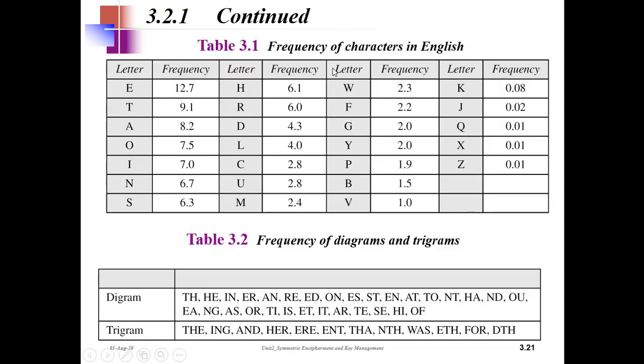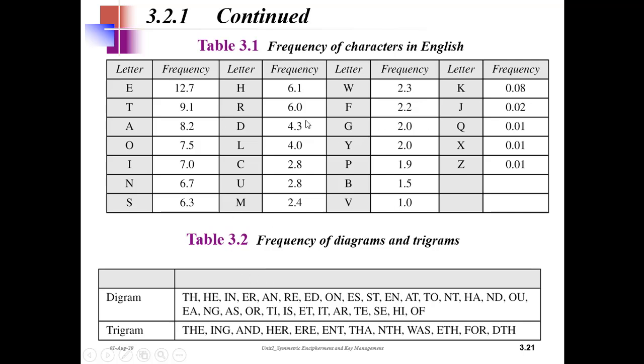Next we have the frequency of characters in English. Usually one thinks that A is the most occurring alphabet in English, but that is not the case. E is the most occurring alphabet in English with a frequency of 12.7. If you want to calculate the probability, divide 12.7 by 26. The least occurring are Q, X and Z. Surprisingly, J also occurs very rarely as compared to Y.